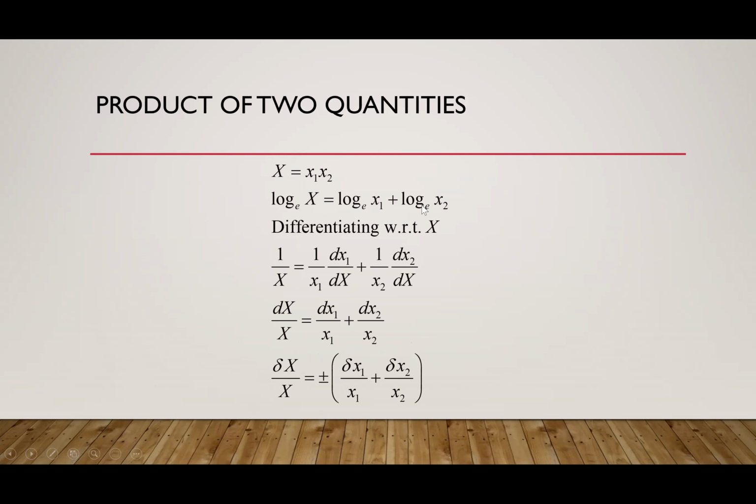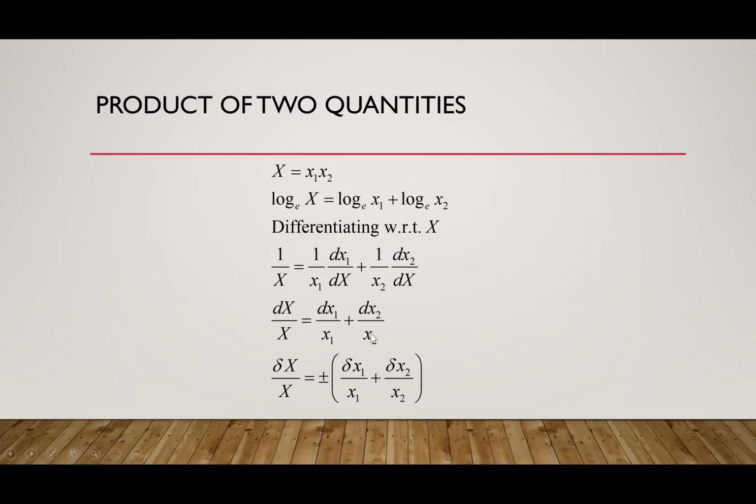When we talk of the product, we are going a little different. We take the log of this, that is log of x is equal to log of x1 plus log of x2, and then I differentiate these with respect to x. The value that I get is 1 upon x is equal to 1 upon x1 multiplied by dx1 upon dx plus 1 upon x2 multiplied by dx2 upon dx. And when I take the difference dx, if I take it on the other side, I get dx upon x is equal to dx1 upon x1 plus dx2 upon x2.